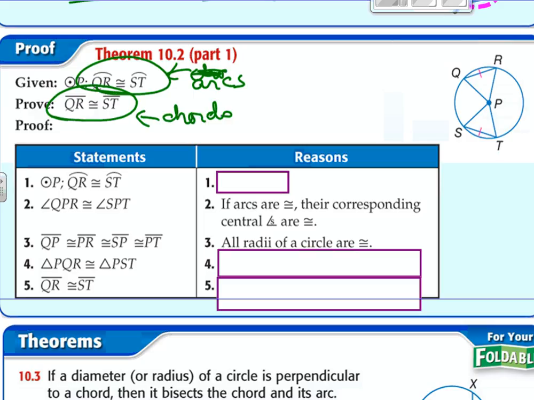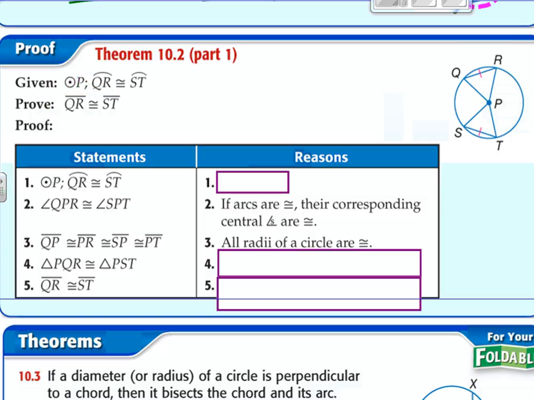I'm going to erase this, but just a reminder that notation and how we write them is going to be important. So when you take your next test, if it's a segment, it's a chord. If it's that little piece of circle, then it's an arc. So the first statement in our proof is identical to the given. So you can just write that that's the given.